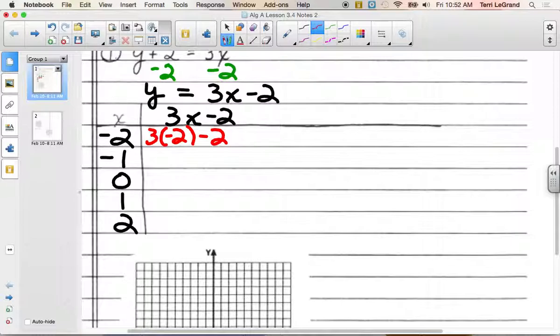Trey? Get rid of the parentheses. How do we get rid of the parentheses? By multiplying. So we're going to take 3 times negative 2. So we're going to say, oh, that's negative 6.